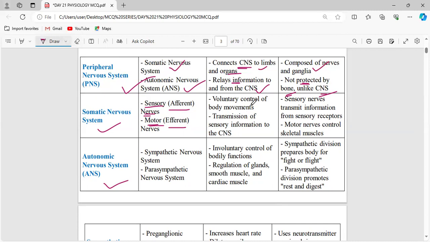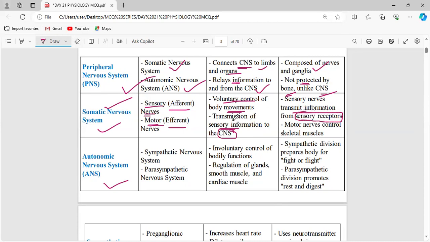This is involved in the voluntary control of body movements, and also in the transmission of sensory information to the CNS. That is done by the somatic nervous system. Here, the somatic nervous system transmits the information from the sensory receptors.